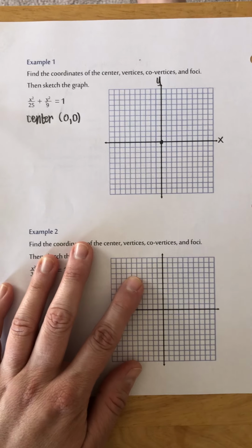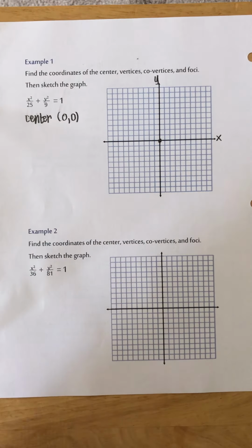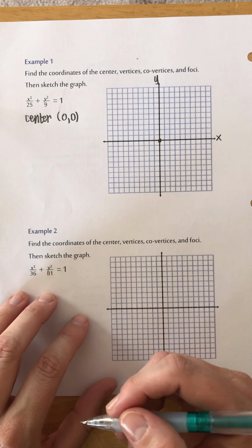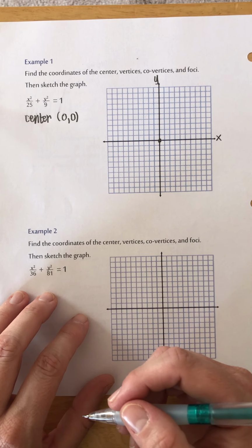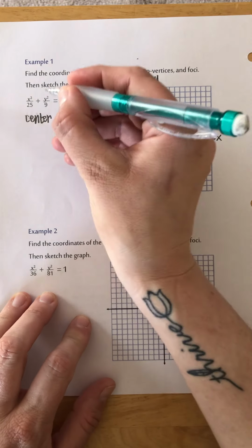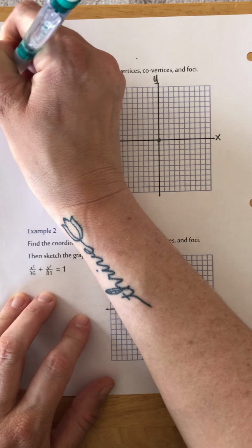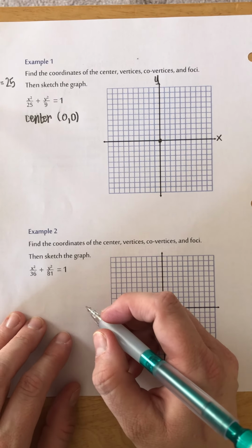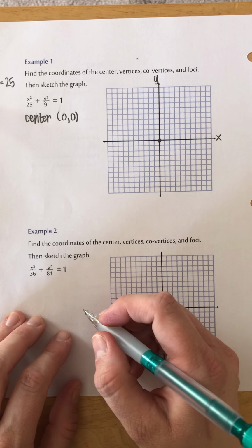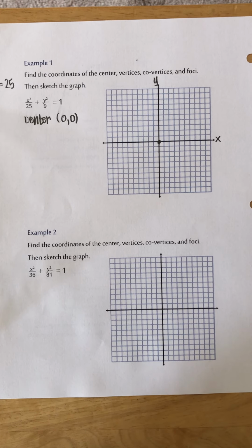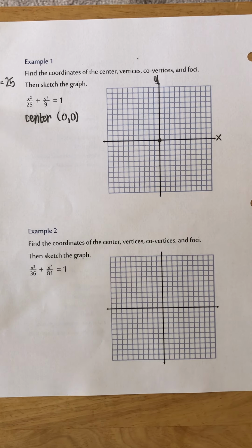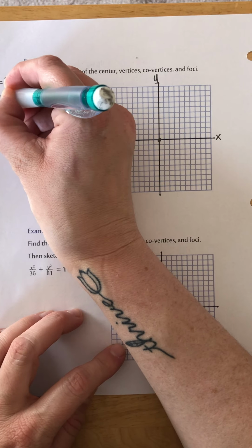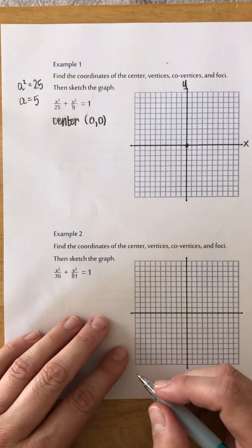Looking at the equation, we have x squared over 25 plus y squared over 9 equals 1. Remember we said that a squared is the larger number. So for us, a squared is 25. Now let's find a by square rooting both sides. Remember that a represents the distance between the center and the vertex, which means it can't be negative. You can't have a negative distance. So for this problem, a is going to be 5.